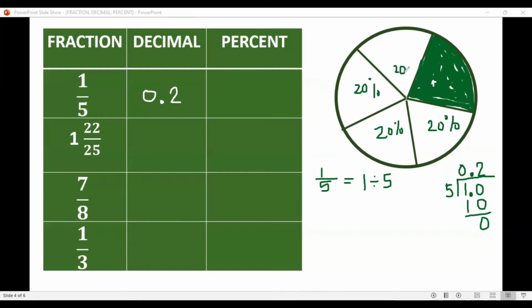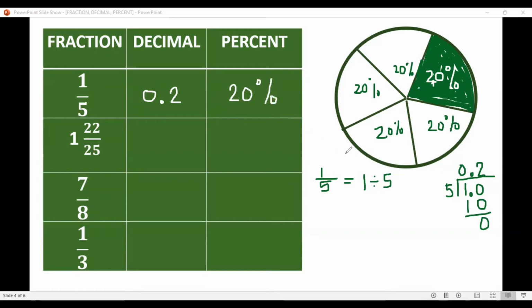And of course, the one which is shaded will also be equal to 20%. So we have now 100% as the equivalent of this whole thing, which means that we can now say that our percent for 1/5 is 20%.